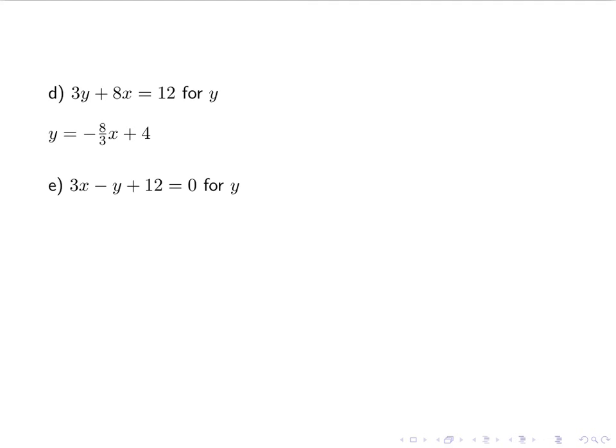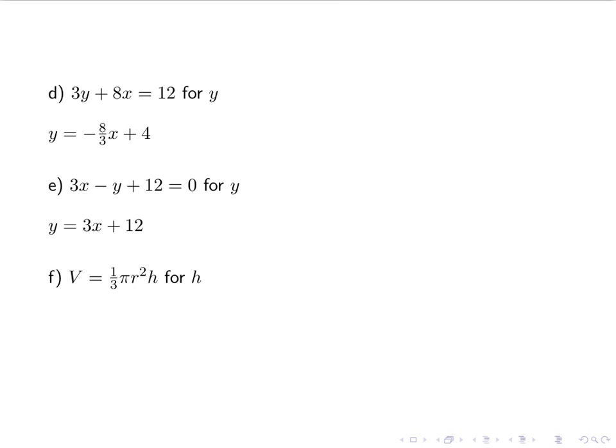Got one more line. 3x minus y plus 12 equals 0. I want to solve that for y. So if I notice, I've got a minus y over here. So if I want to get y by itself, instead of moving everything else, I can just add y to both sides. And then I have y equals 3x plus 12. Okay, so if you've got a 0 on one side and you want y by itself, just move the y over and it's a lot less steps.